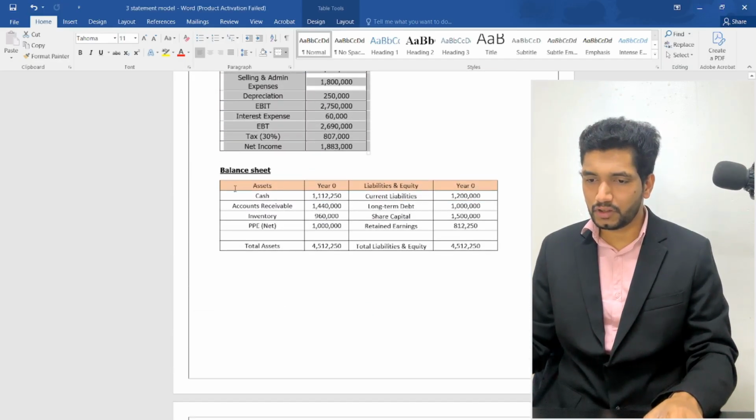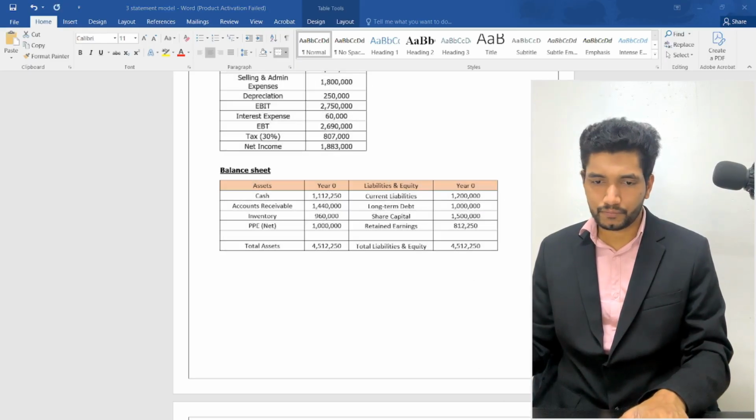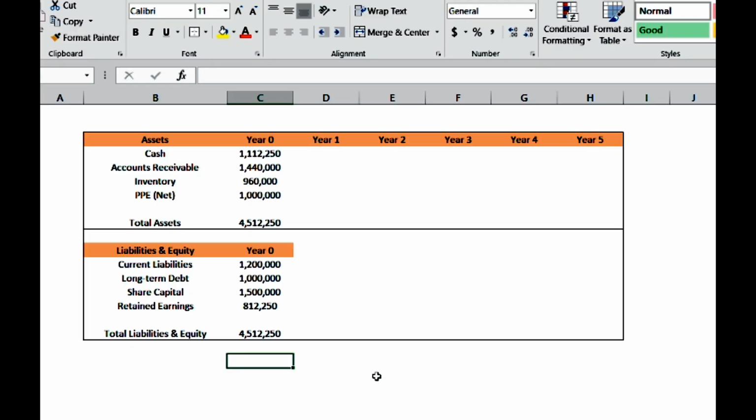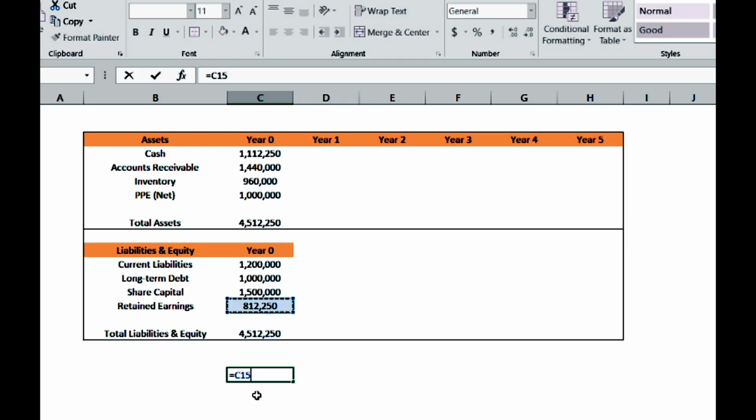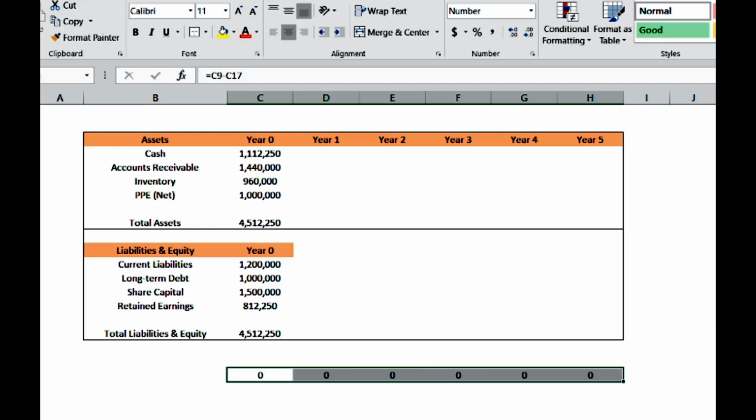Now from the question, this is for the base year. So this is the balance sheet I formatted for the base year. I'm just putting a formula here to see whether the total asset is always matching with the total liabilities and equity. So you can see that in the base year it is matching, the total asset with the total liabilities and equity.